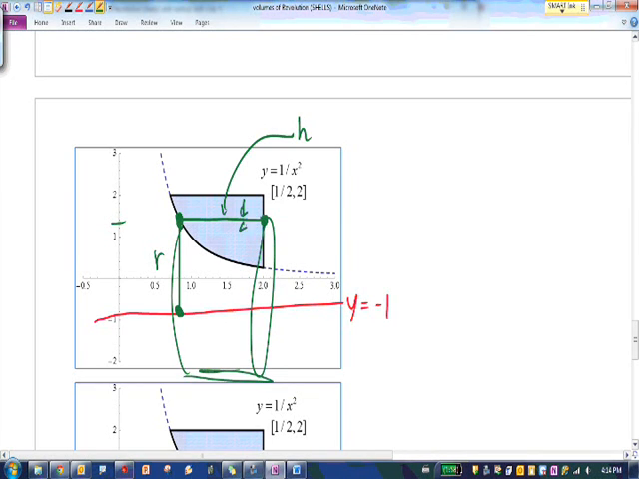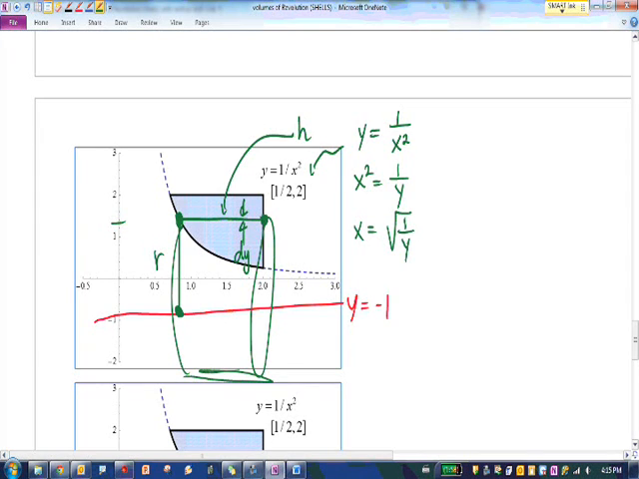Because the thickness of my shell is dy, that means I better change everything into y. So rewriting this, originally it was y equals 1 over x squared. Move the x squared over: x squared equals 1 over y, square root. So x is the square root of 1 over y. Technically plus or minus, but without too much thinking you could show that this is the positive case.